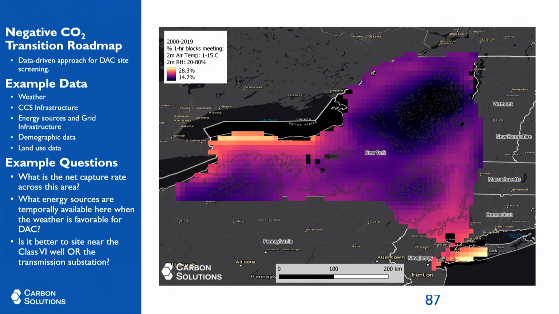But questions that we've been answering for different clients might be taking the weather data and plugging it into models we're developing to determine your net capture across large areas, comparing the capture rate and when the weather is favorable to when the energy sources are available. For example, if you like it to be cold, that might be favorable at night. But if you want to use solar, that might be an incompatibility.